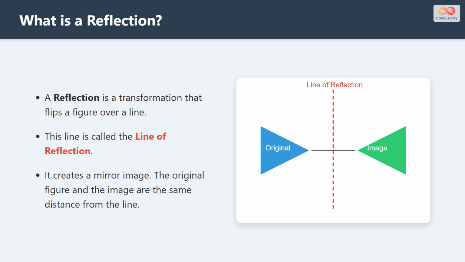First, what exactly is a reflection? In geometry, a reflection is a transformation that flips a figure over a line. This line is known as the line of reflection. The result is a mirror image where every point on the original figure is the same distance from the line as its corresponding point on the image.